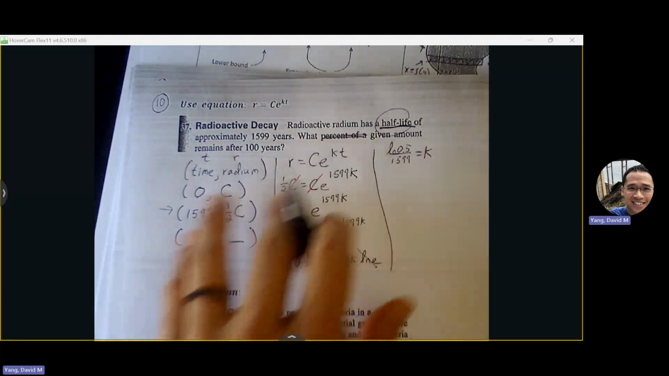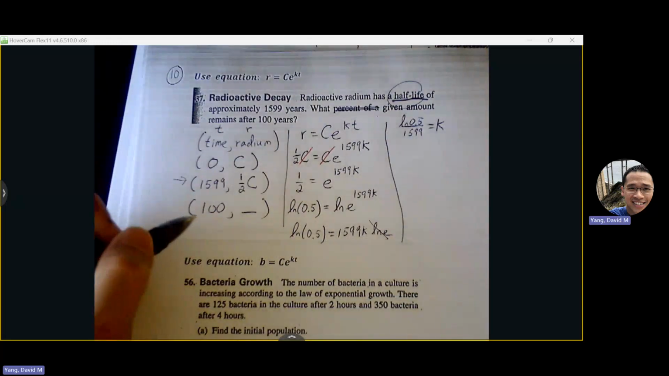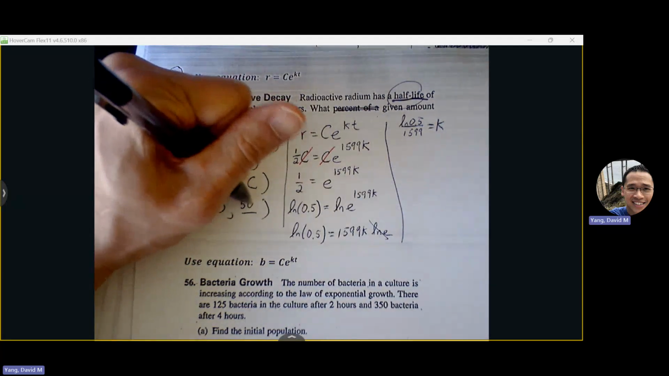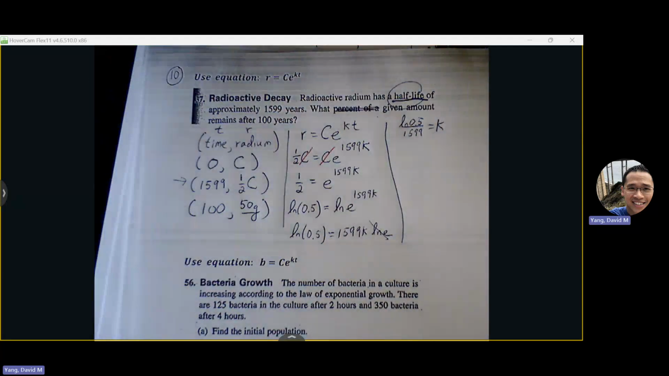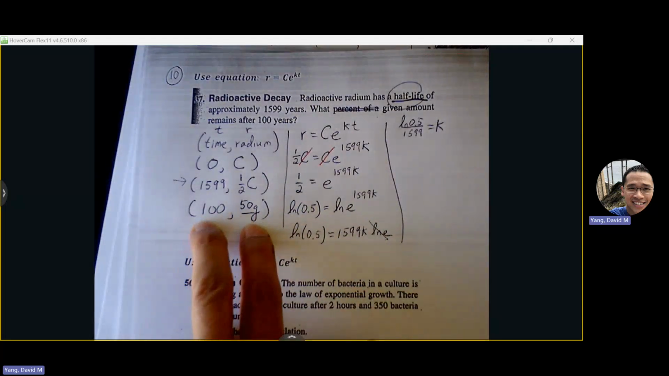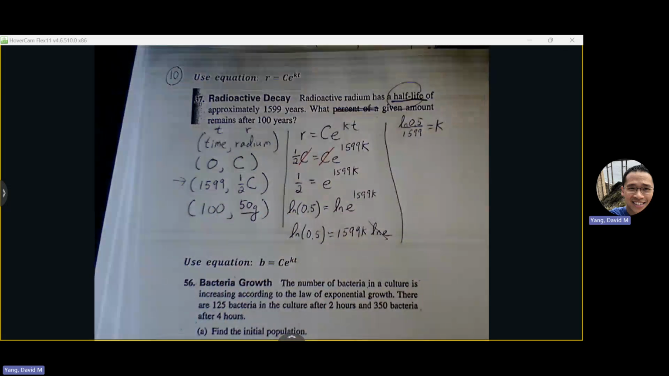Let me change this problem a little bit to make it more similar to what we're going to see on the test. Let's say after 100 years, there's 50 grams remaining. Okay, 50 grams remaining, and we're trying to solve for C. So after you found K, now we can update our equation, and then plug in our further data to help solve for C.